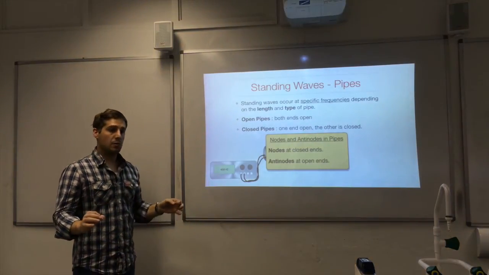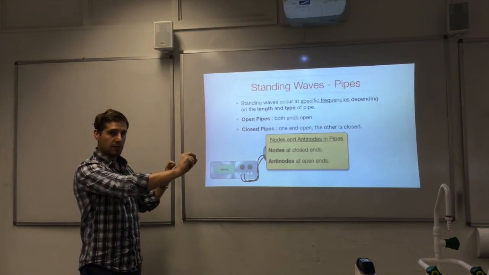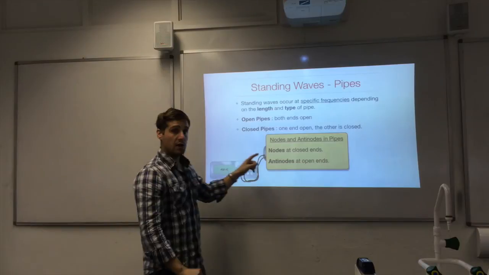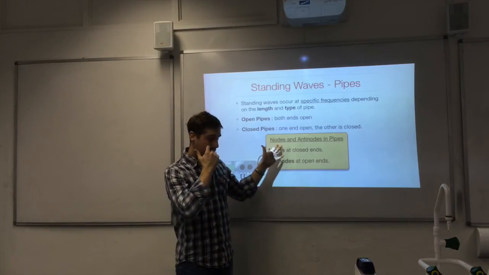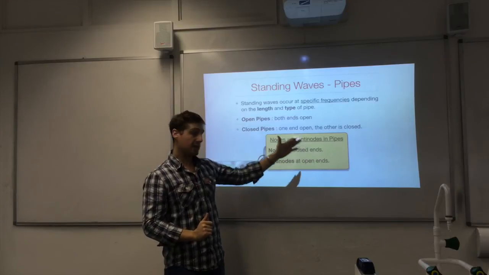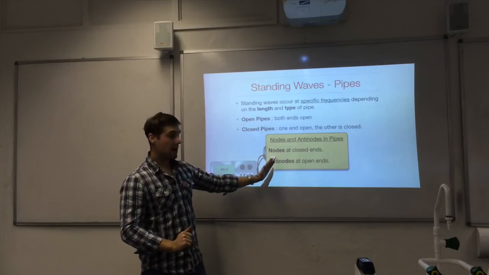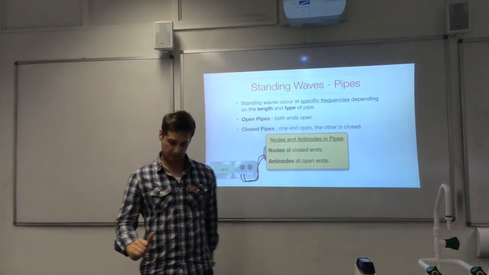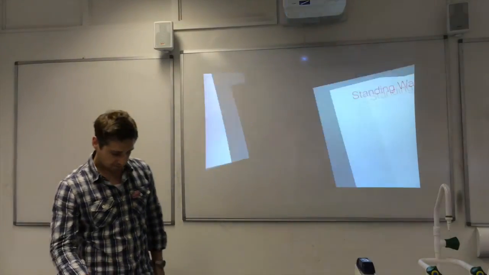The conditions for strings were that you had nodes at either end. The conditions for closed pipes, rather, are that you have nodes if you have a closed end. At the closed end you have a node, and you have antinodes at the open end. Okay, so those are the conditions.